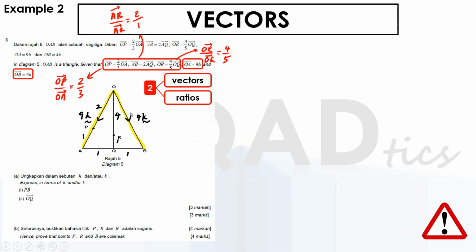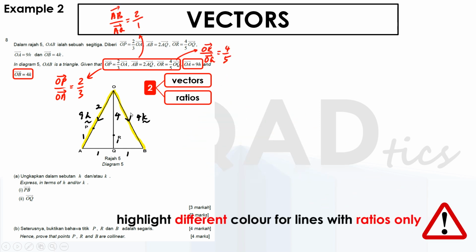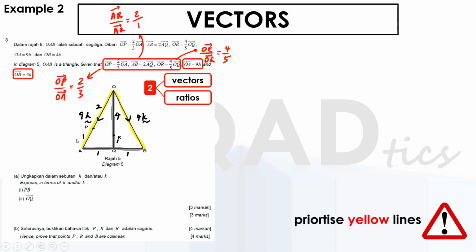For the lines which have only ratios, I will highlight in another color. So this means when we are going to part A, when we are finding the vectors, we will prioritize the yellow highlighted lines compared to the grey highlighted lines, because for the yellow ones, we already have the vector. Okay? So let's go to find our first vector, which is PB.